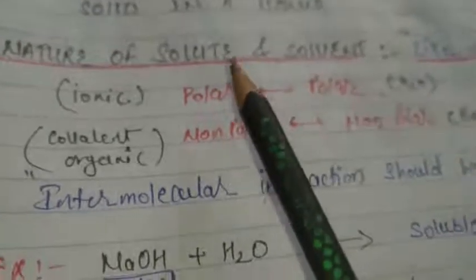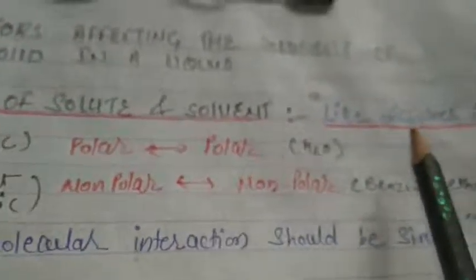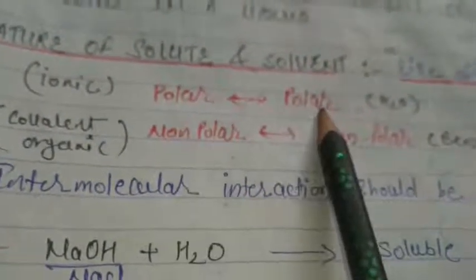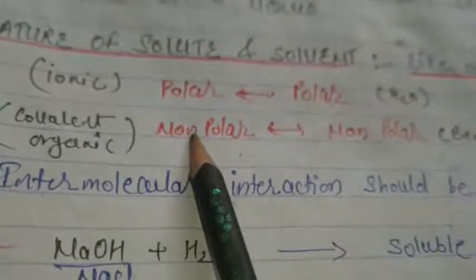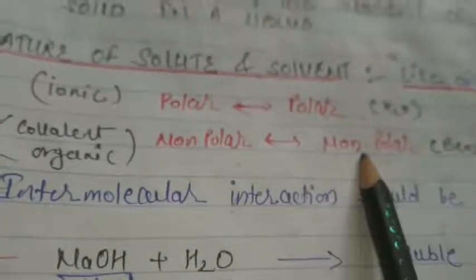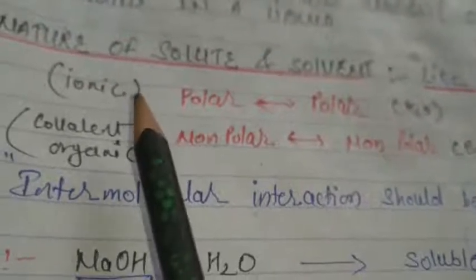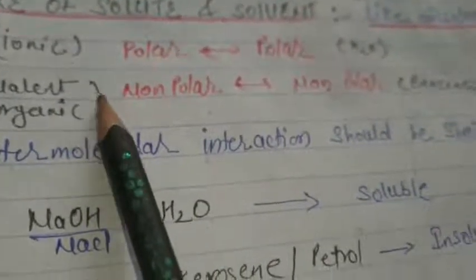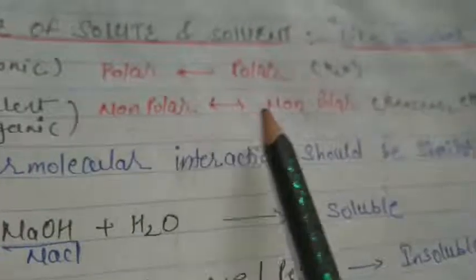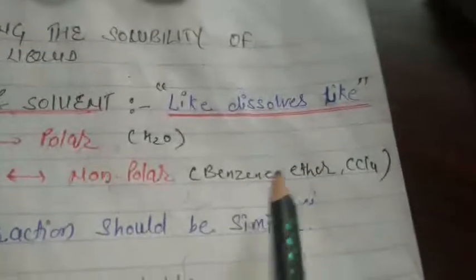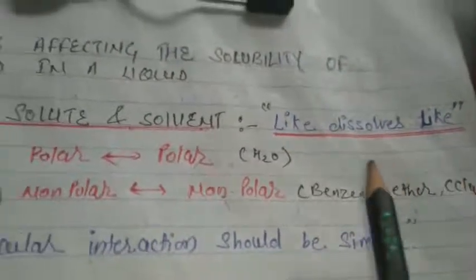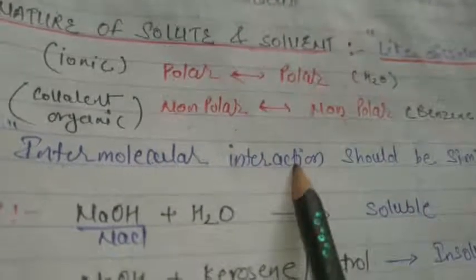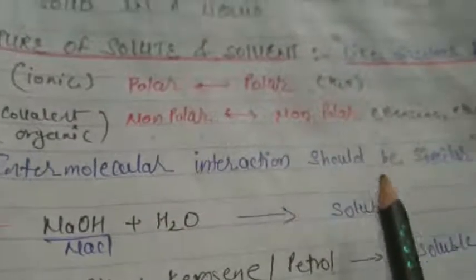First factor is nature of solute and solvent. We know like dissolves like. Means a polar solute is more soluble in polar solvent and non-polar solute is more soluble in non-polar solvents. Means maximum ionic compounds are soluble in water, whereas maximum covalent or organic compounds are soluble in non-polar solvents or non-aqueous solvents like benzene, ether, carbon tetrachloride. Here the intermolecular interaction between solute and solvent should be similar.